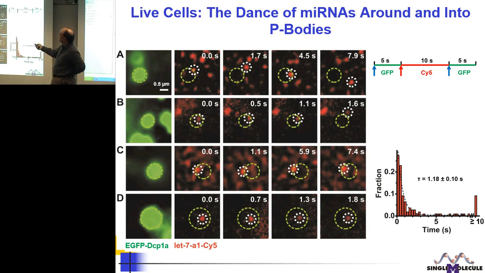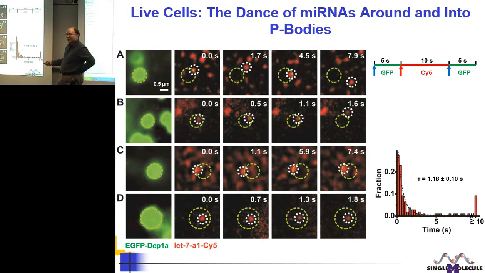Then we can map the two colors to one another and see that this microRNA, for example, has a brief contact with this P body and then dissociates. Another one sits on the P body and then lets go. Another one sits on the periphery all the time. Another one here sits in the interior of the P body. And we even sometimes see a microRNA that sits on the periphery and then gets roped in, like what you expect if the messenger RNA is being degraded from the 3' end and is being roped into the center of the P body.